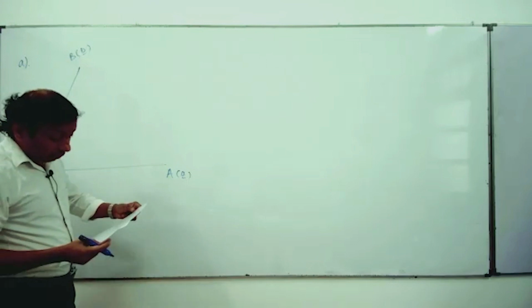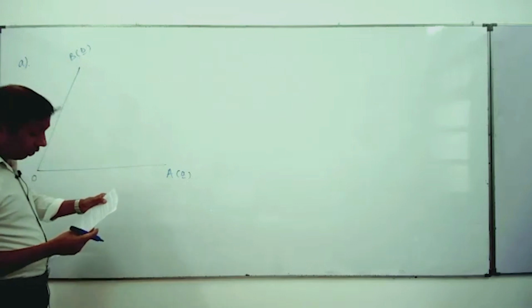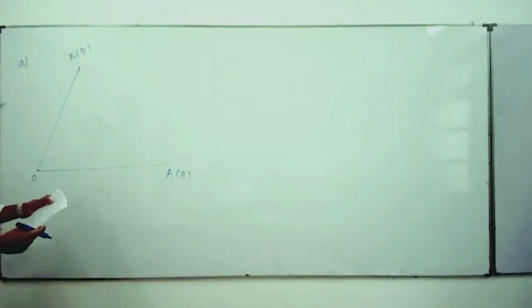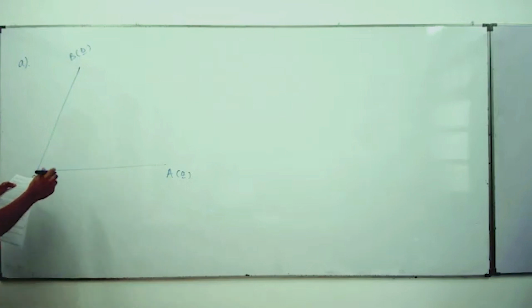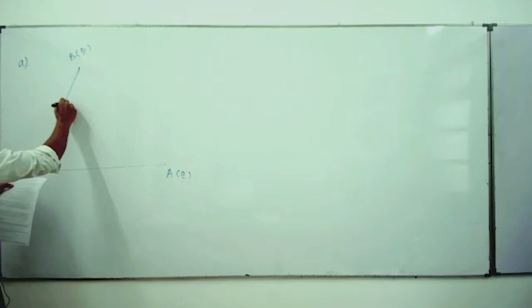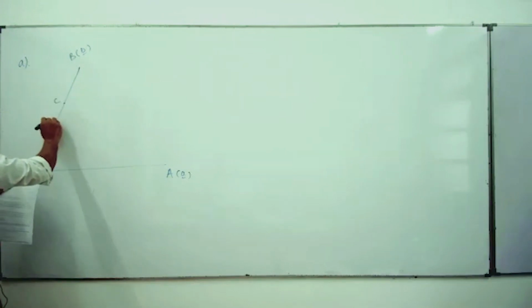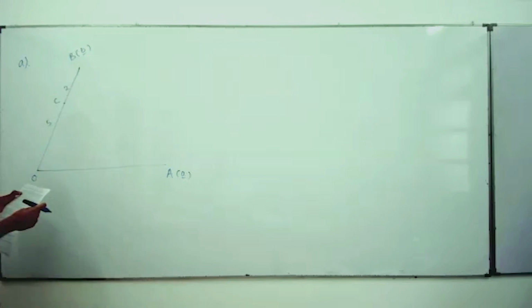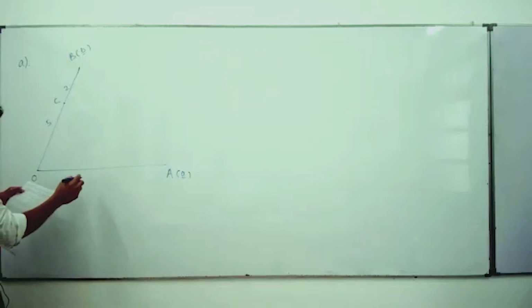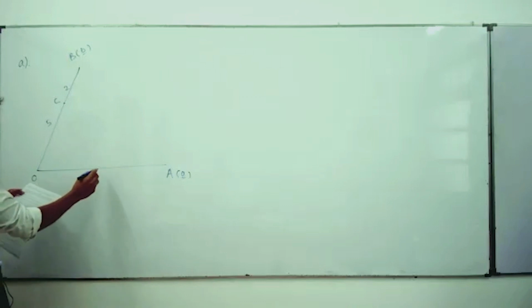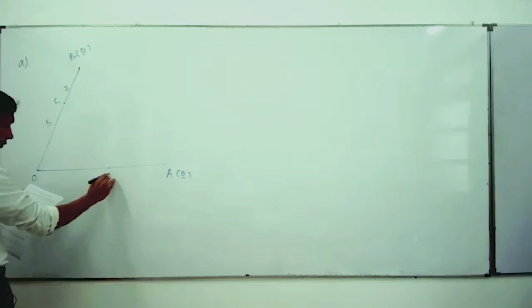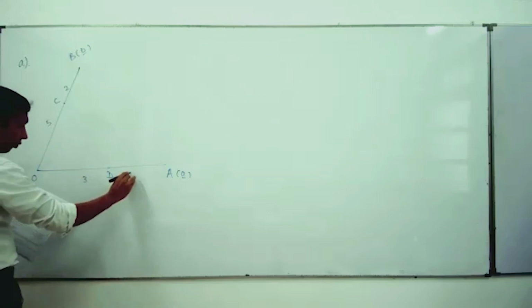The points C and D are situated on OB and OA. Point C on OB, the ratio of OC to CB is 5:2, and D lies on OA, with OD to DA being 3:2. Like this.